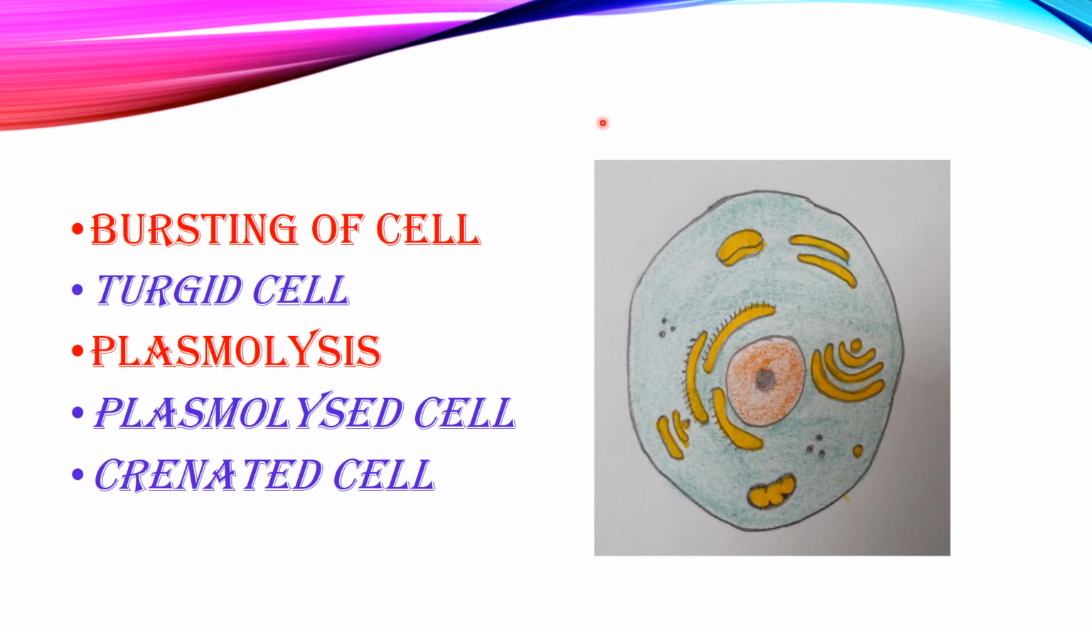Now what is plasmolysis? When we keep the cell in a hypertonic solution, what happens? The water will start moving out of the cell into the solution, and the plasma membrane will start shrinking. Now the shrunken plant cell is known as a plasmolyzed cell, and the shrunken animal cell is known as a crenated cell. Now what is the use of osmosis? We know plants take water through roots by the process of osmosis.